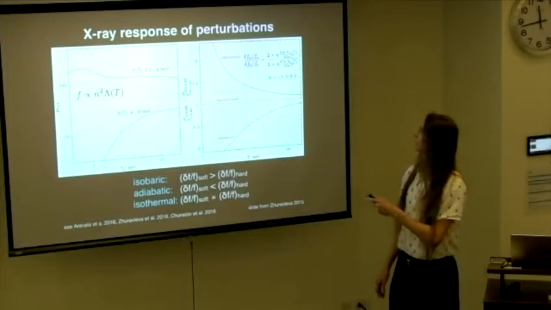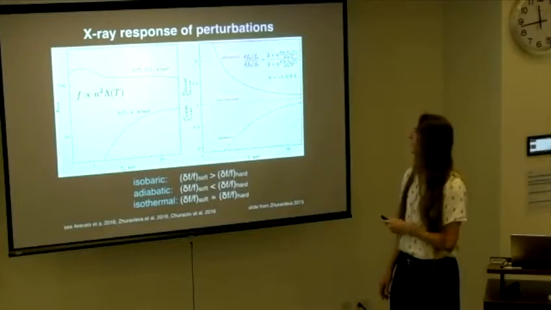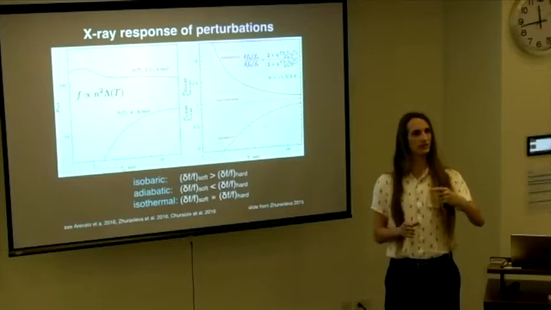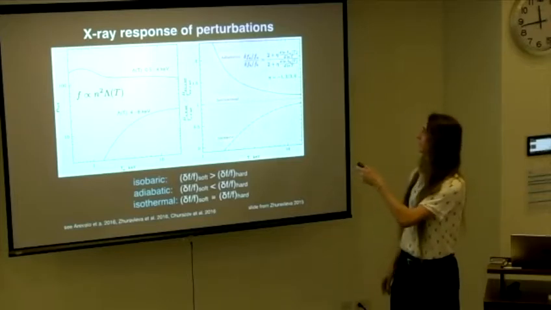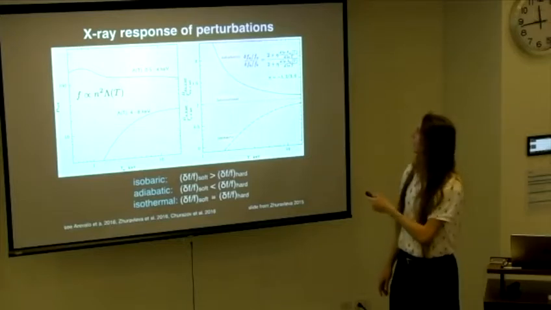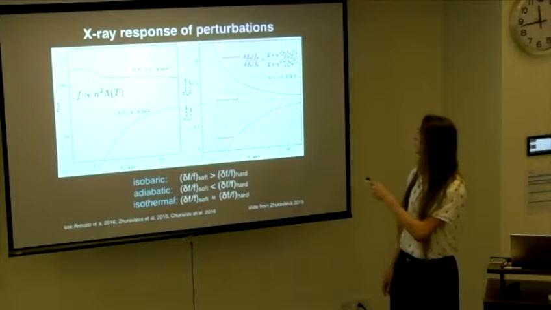Now, this F is the emissivity. If we look at delta F over F, that's the fluctuations in the emissivity. And we can look at the fluctuations in the emissivity in two different energy bands, A and B here. And this is going to help us characterize the nature of the perturbations. So this complicated looking equation isn't actually that bad.